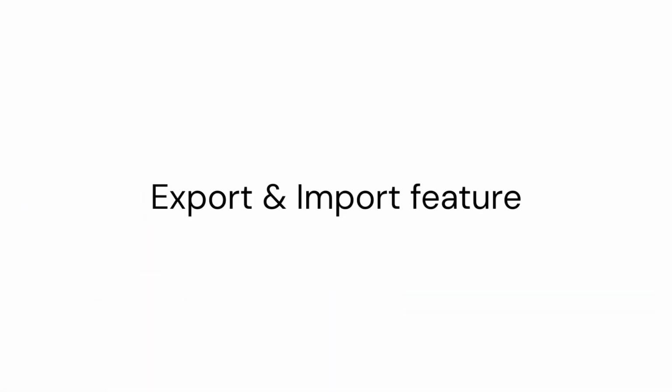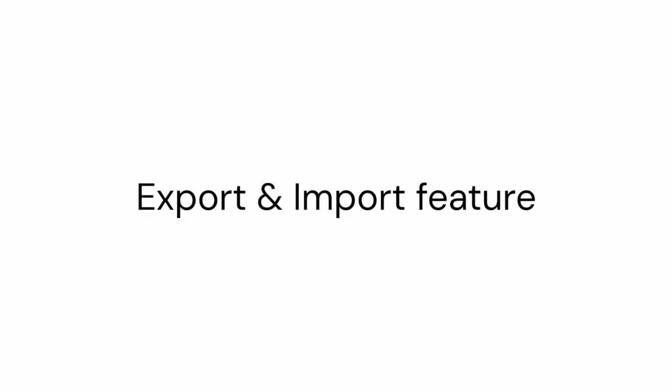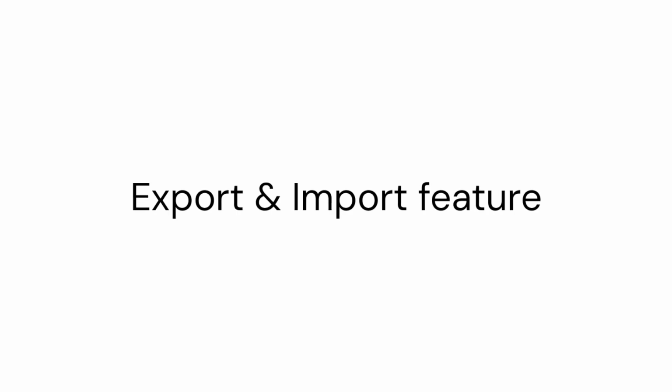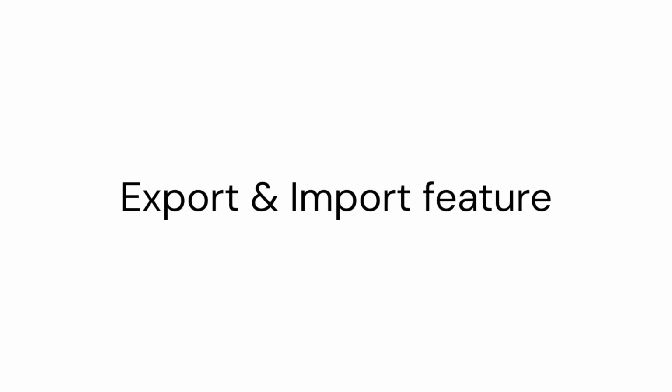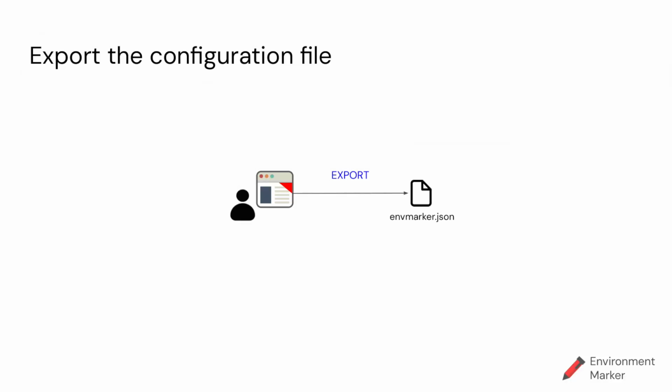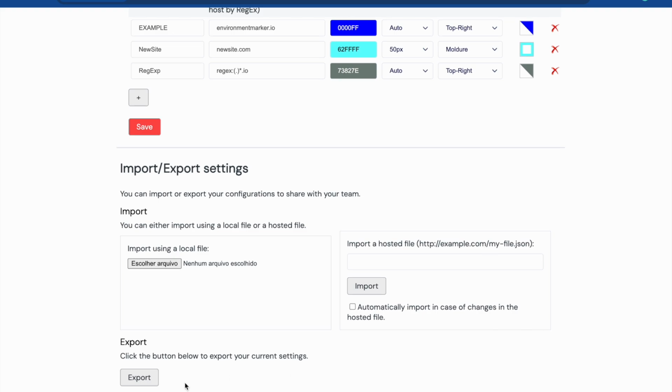For your convenience, the environment marker also supports export and import features. You can utilize the export feature to back up your configuration. After that, you can share it with your coworkers so they can utilize the import feature to replicate your configuration. When you use the export feature, your configuration will be saved to your computer in a file named environmentmarker.json. To use the export feature, all you need to do is to go to the configuration page and click on the export button. A JSON file will be saved to your computer.